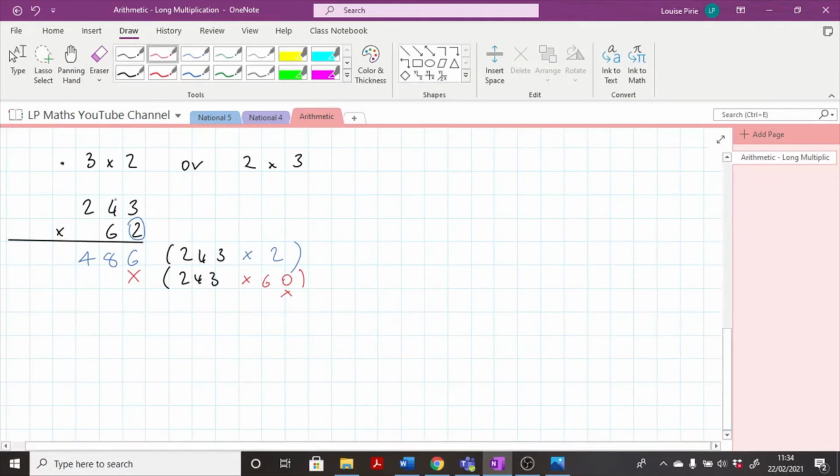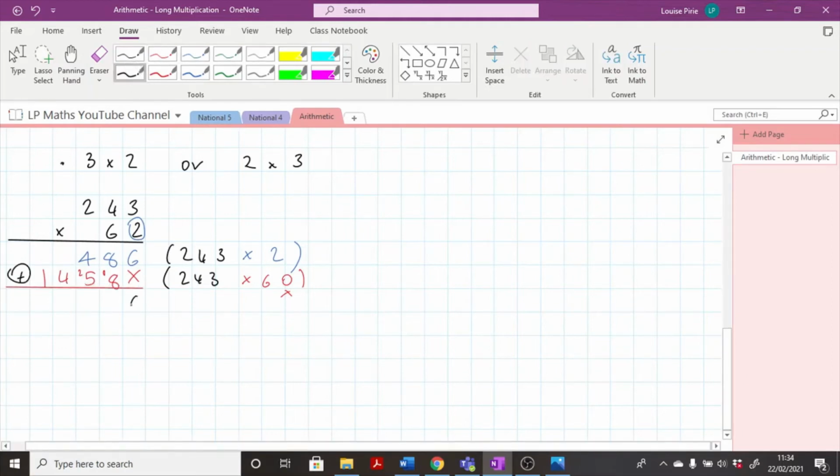We have 6 3s are 18, carry the 1 on. We get 6 4s are 24, plus 1 is 25, and we have 6 2s are 12, 12 plus 2 is 14. And what we're ready to do now is we're ready to add them up. So we're going to do that just now.